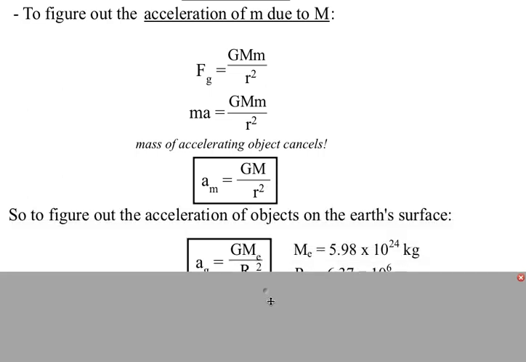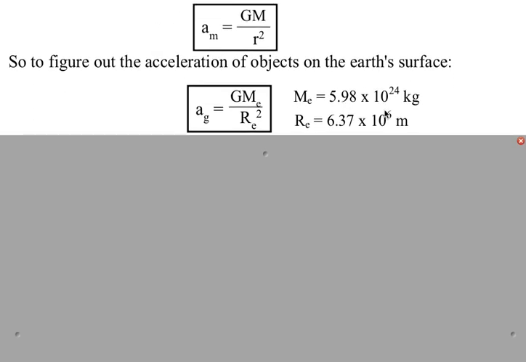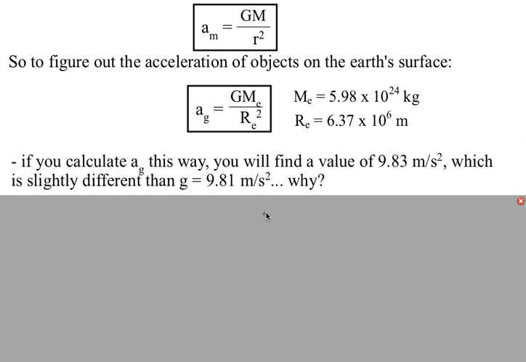Okay, moving on to page 2 in your notes. So let's say we plug in specifically the mass and radius of the Earth into this equation. These two numbers are handy to have. You don't need to memorize them, but it might be worth it just so you don't have to look them up every time. The mass of the Earth is 5.98 times 10 to the 24th kilograms. The radius of the Earth is 6.37 times 10 to the 6th meters. If we plug these values in, we would come up with an acceleration of about 9.83, which is not what we use. We use 9.8 or 9.81.